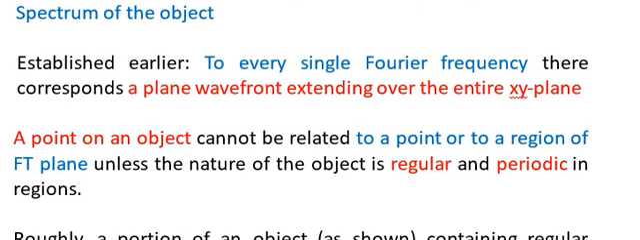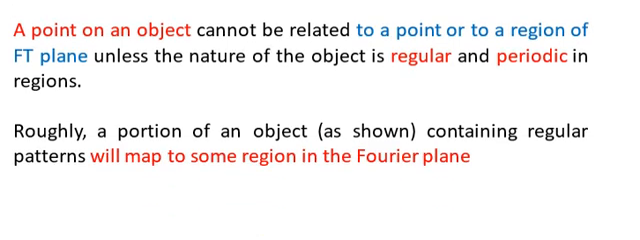As established earlier, to every single Fourier frequency there corresponds a plane wave front extending over the entire xy plane. So if we see a Fourier frequency in the Fourier plane, it means that frequency corresponds to a plane wave front in the object plane. A point on an object cannot be related to a point or a region of the Fourier transform plane unless the nature of the object is regular and periodic. So if we have a periodic or regular object, we can find a relationship between some region of the object and the Fourier plane. Otherwise such a relationship cannot be found.